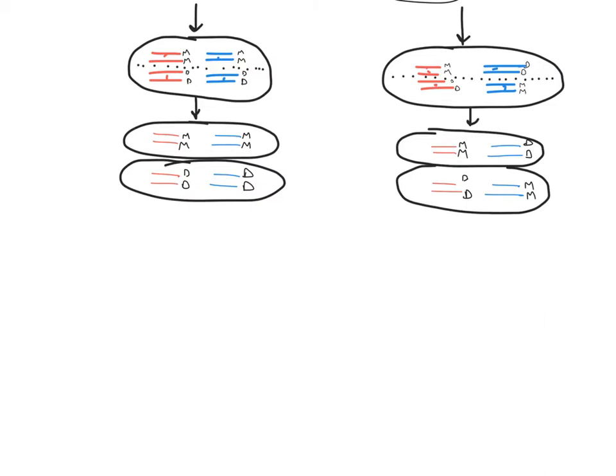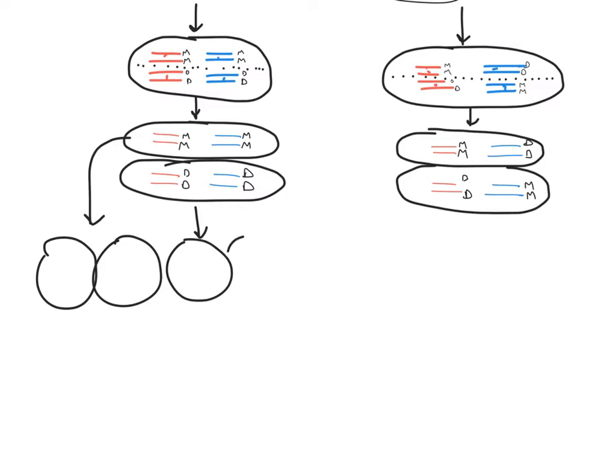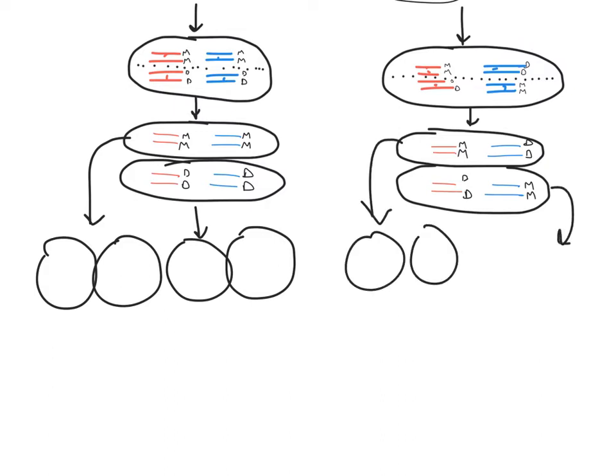So now what happens during the second division? That's just the first division. So take each of those cells. We're going to produce the 4 meiotic products, and we're going to do the same thing on the other side. We're going to see what we get.